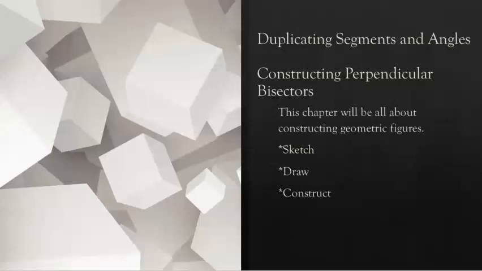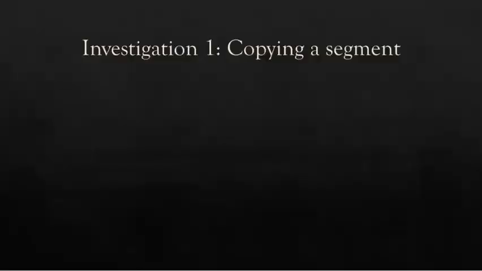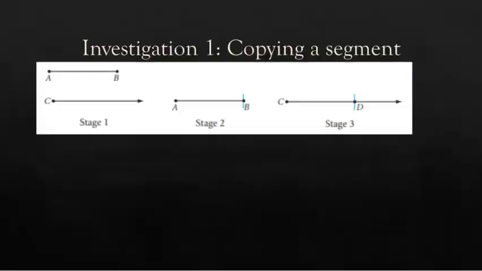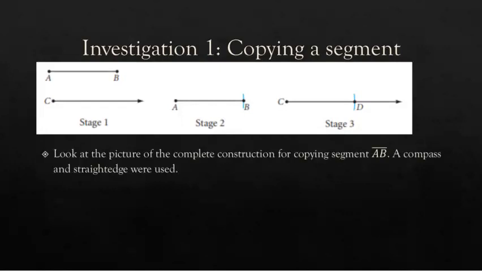So let's go through how we might do some of these things. Look at how we're going to copy a segment. Here is segment AB. Do you think you can understand these three stages of how they copied the segment? AB was given, and here we're going to start with C, and we're just going to draw a long line. We want it longer than AB because we want to copy exactly how long AB is.